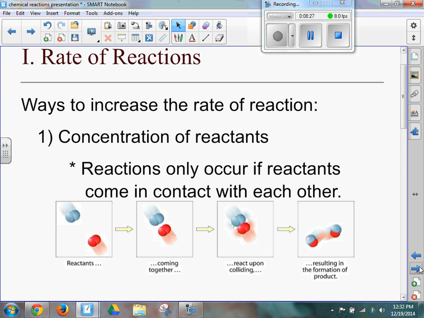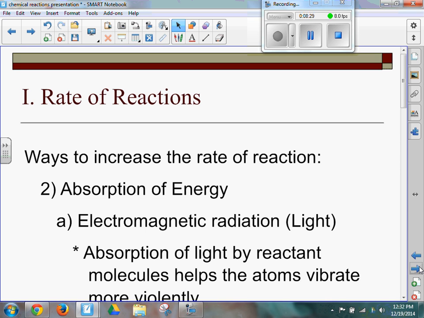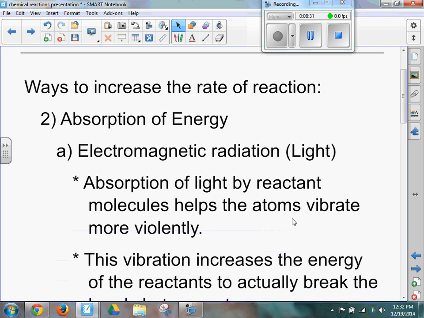Okay? So then this kind of moves us to our second method of increasing the rate of reaction, and that's the absorption of energy. Again, we talk about two ways. The first way is the electromagnetic radiation, the light, and we talk about the light spectrum. There's ultraviolet light, there's infrared light, all those different things. But for the most part, we're talking about light, and so you're talking about wavelengths of light, visible light if you want it to be, of course.